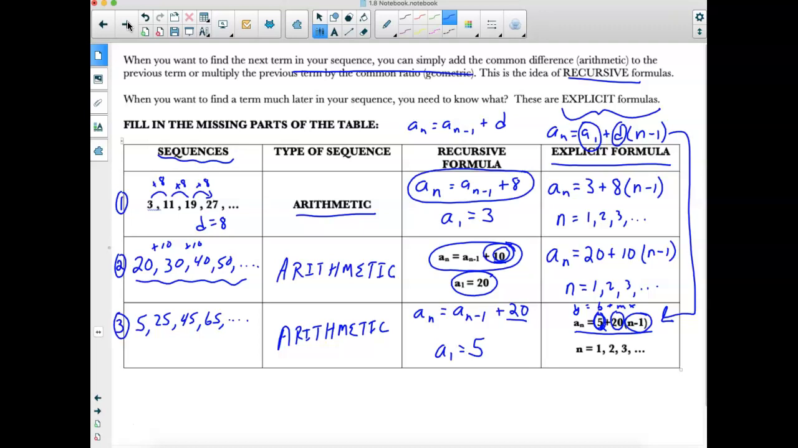Okay, so that's how you can identify. Bottom line is what I'm saying, we should be able to give you an explicit formula. From that, you should be able to write for us the recursive formula, what kind of sequence it is, and write out the sequence. Or if we give you the recursive formula, you should be able to find the other three. That's the whole point of that page.